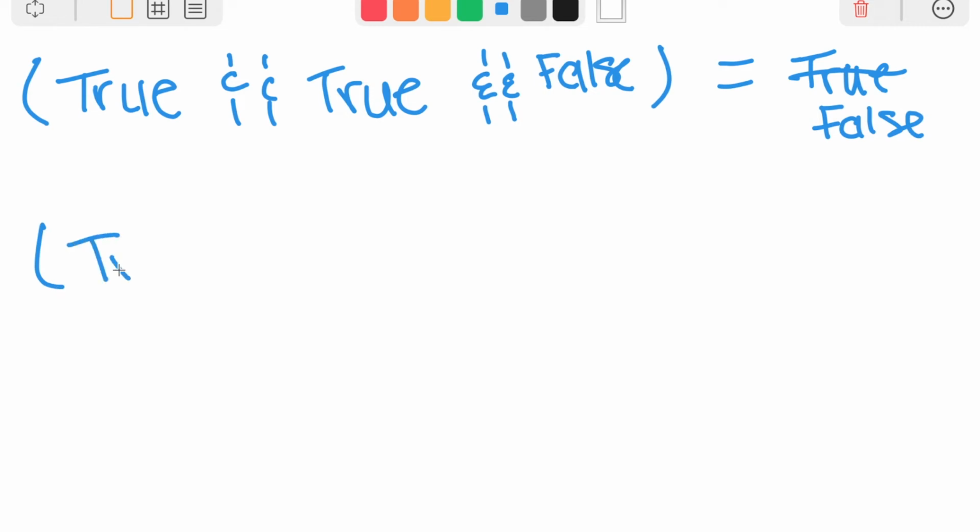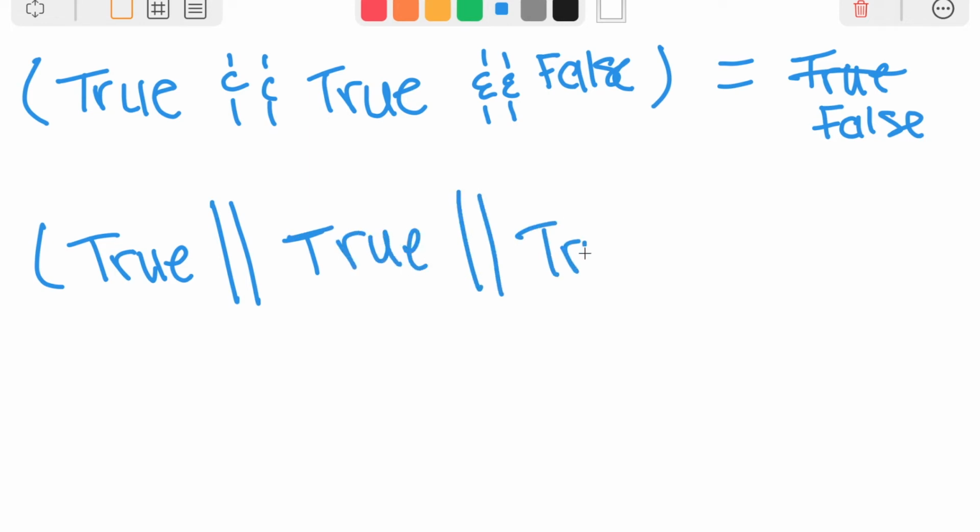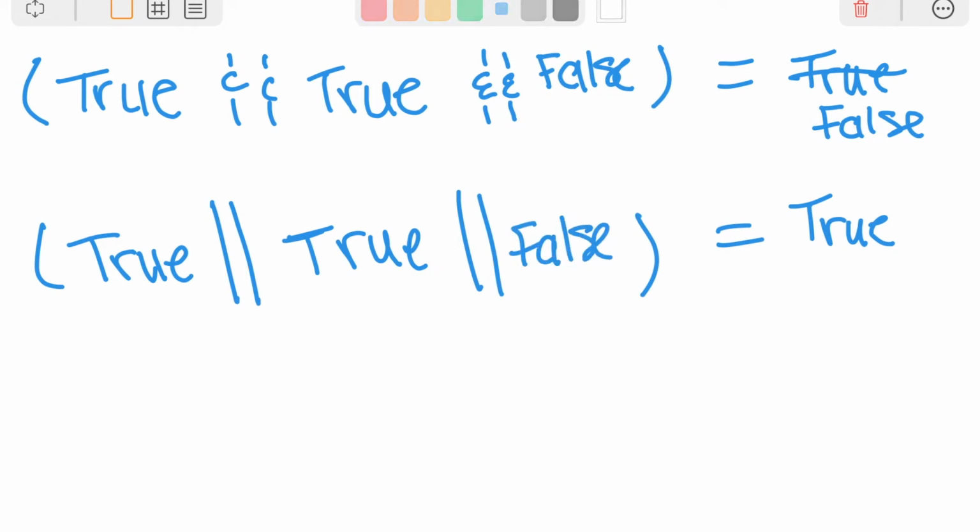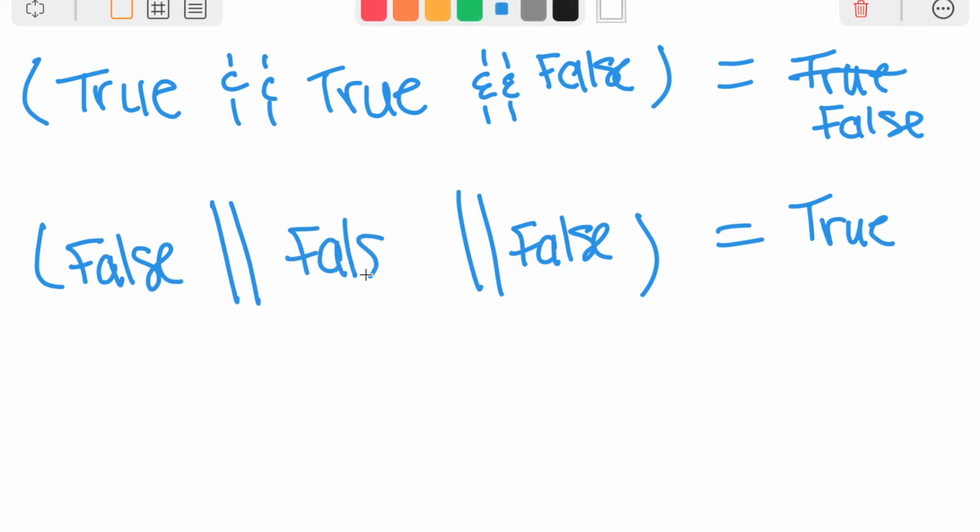So true or true. Well, remember, or can be all true or one is true, at least one. But they're all true, so this would be true. If we change this to be false, it's still true. If we change this to be false, it's still true. Now, if we change this one to be false, well, now it's false because they're all false now.